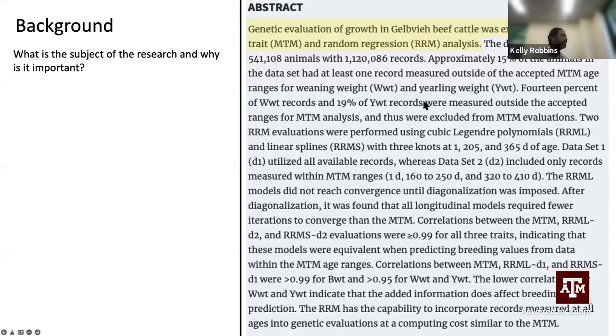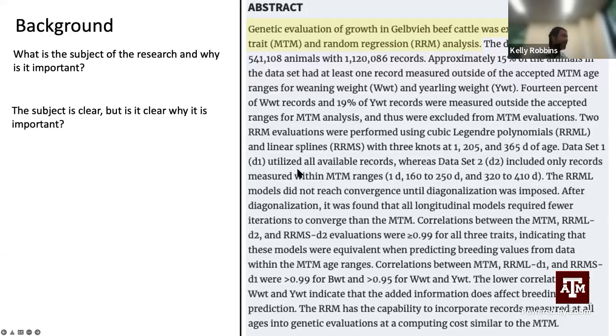All right, so let's start with the background. What is the subject of the research and why is it important? All right, so here's my background statement. "Genetic evaluation of growth in Gelbvieh beef cattle was examined by multiple trait and random regression analysis." All right, that's it. That was my big background to let everyone know what I did and why it was important.